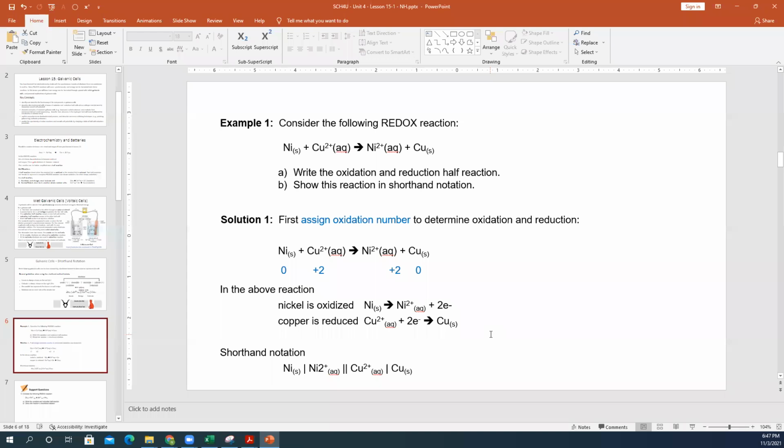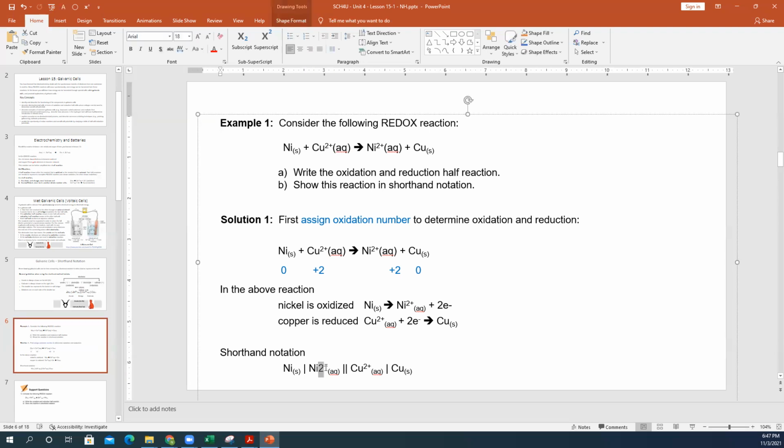Then in part B, we're asked to show this reaction in shorthand notation. In shorthand notation, we always start by writing the oxidation reaction, which happens at the anode on the left side, and the reduction reaction, which happens at the cathode on the right-hand side. And we write it exactly as we have it. Nickel atom, solid nickel atom, goes to, so a single vertical line, goes to nickel +2 in the aqueous.